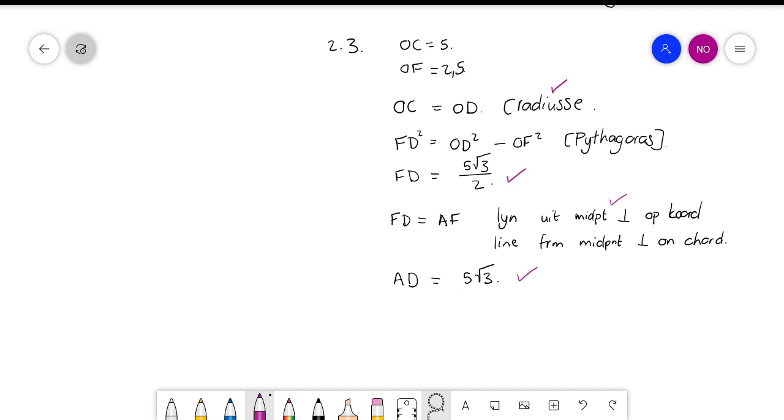Yes? I didn't get a mark for the reason. For this reason? Yes. What did you write? I said line from center bisect chord. Line from center of circle, you have to say that it is perpendicular, else the reason is incorrect. It's the line from the midpoint perpendicular to the chord, bisects the chord.